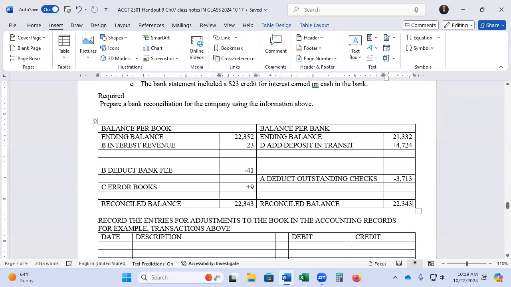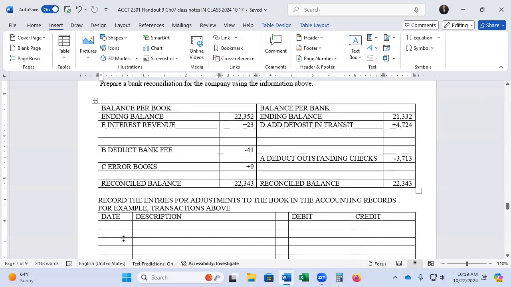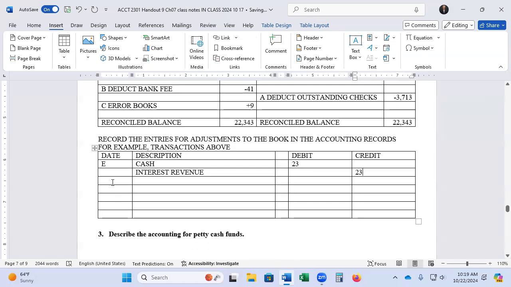Okay, now I've been talking about whenever you make entries or whenever you have to adjust the book balance, we have to make entries to record those. So at the end of the month, we would make our entries. Our entry for E, the first one, would be a debit to cash for $23 and a credit to interest revenue for $23. For B, it would be a debit to bank fees expense for $41, and it would reduce our cash by $41.